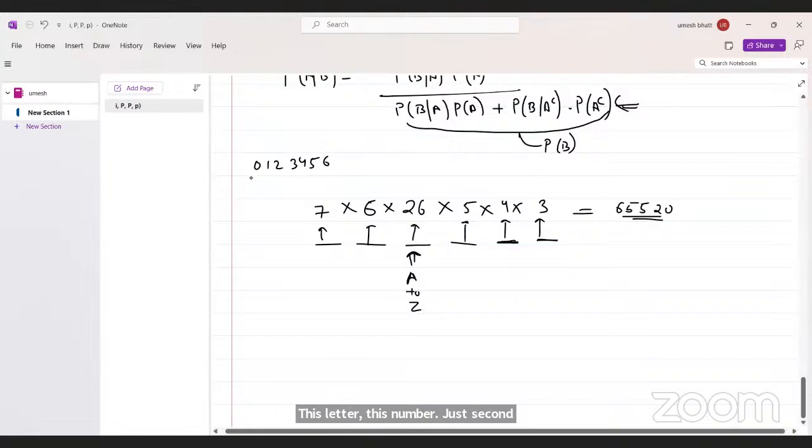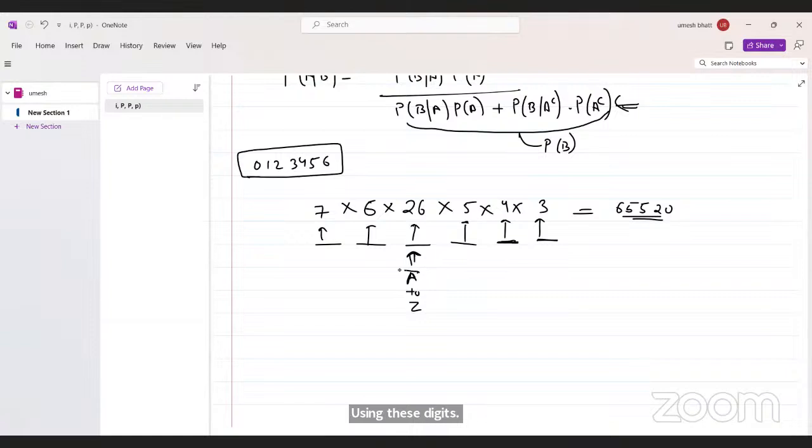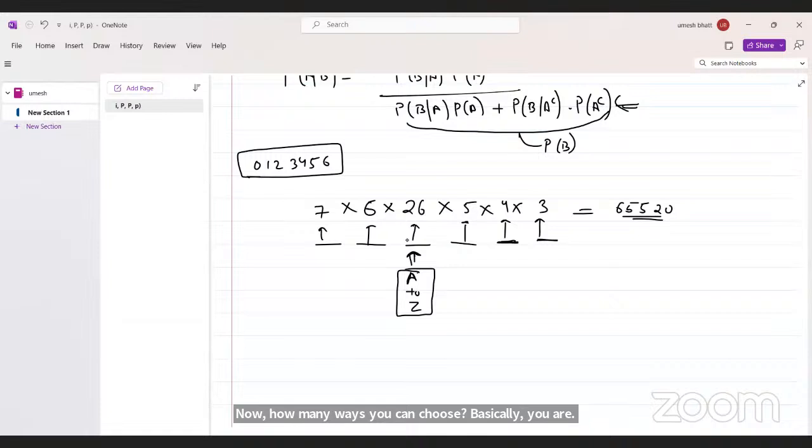Yeah, using these digits, and for the third position you have to use the English alphabet, A to Z. Now, how many ways can you choose? Basically, you are permuting, but your third position is fixed. Is this clear? We are using permutation, but our third position is fixed for English alphabets.